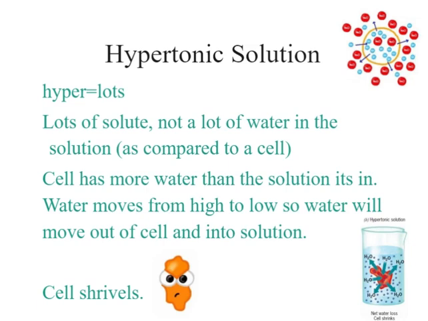So remember, water is going to move from high to low, and in this case, high is inside the cell, low is outside the cell. So water would move from inside of the cell to outside the cell. Water is going to leave our cell here, okay? And so this is going to cause our cell to get all shriveled up.